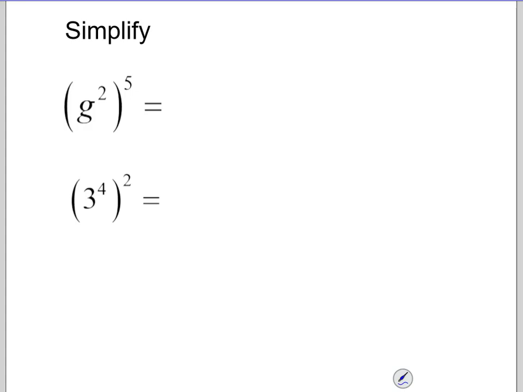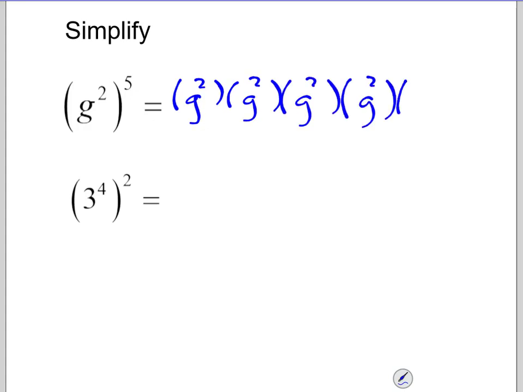Okay, so this again would be g squared 5 times. And again, if you don't need to write this out, that's awesome, but it's also not a bad technique to get in the habit of checking. So that's 5 groups of those g squareds. That means there's 2 g's for every single one. So by the time we multiply that all out, we would have g to the 10th.